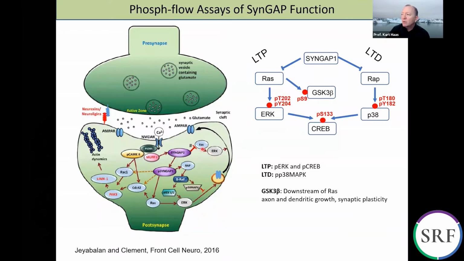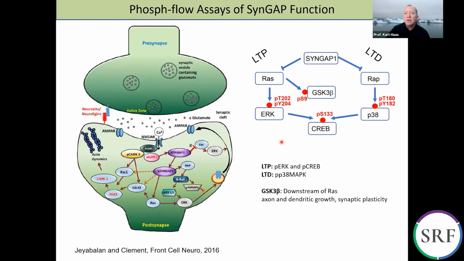But you can see there are downstream proteins such as ERK and P38 MAP kinase. And then downstream of both of those is CREB. I won't go through what SYNGAP1 is doing, because you are probably well aware of this, but it's associated with both neuronal growth and synaptic plasticity. Very well connected to LTP, lots of work from Rick Huganir's lab, but it's also connected to LTD. So it's in this balance between the two, where the RAS pathway is more connected to LTP and maybe the RAP is more connected to LTD.